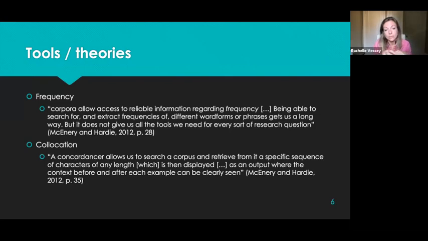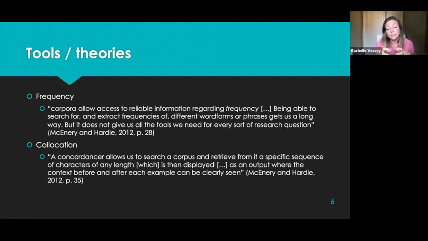And the other core principle underpinning a lot of different corpus tools is collocation. Of course, this draws on the work of J.R. Firth, whose work has not just been influential in corpus linguistics, but more broadly. But as we know, collocation has to do with the extent to which words stick next to one another, collocate. So a concordancer, for example, allows us to search for a word and retrieve from it a specific sequence of characters of any length. Those characters can be part of a word or a word, they can be part of a clause and so on. So it really just depends on what we're stipulating as a meaningful character length.